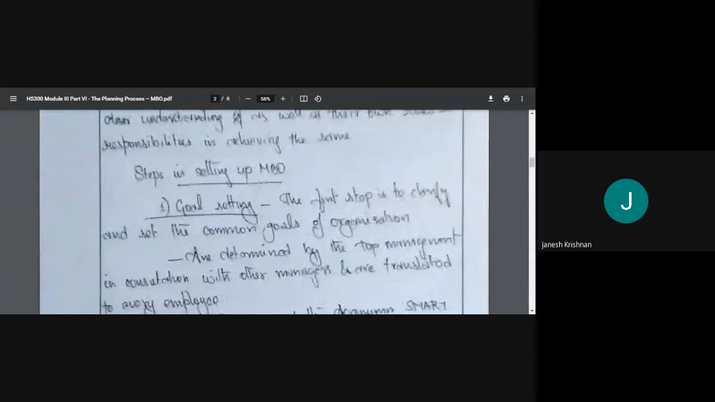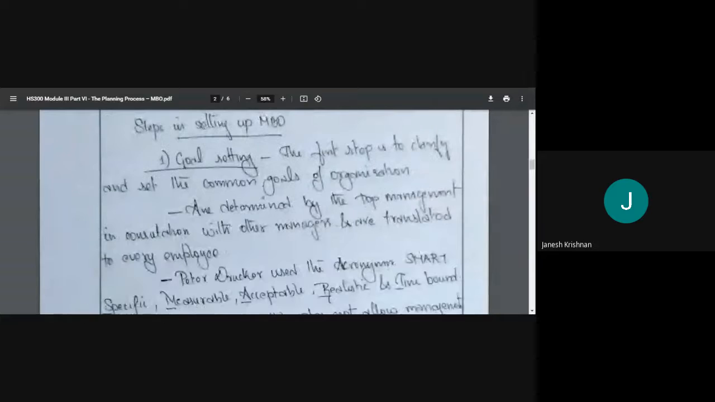The first step is goal setting. Okay, so everyone has to have clear and set common goals. So the first step is to clarify and set the common goals of an organization. Okay, what are the common goals? What are the steps in the organization? So these are determined by the top management in consultation with the other managers and are translated to every employee.